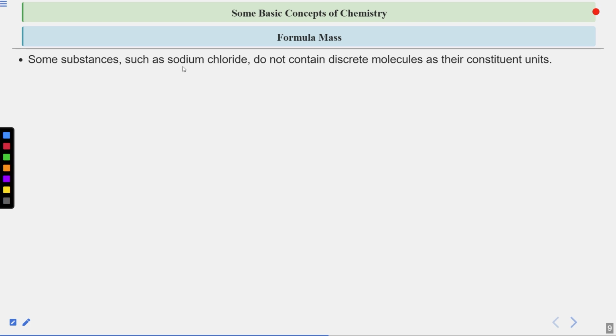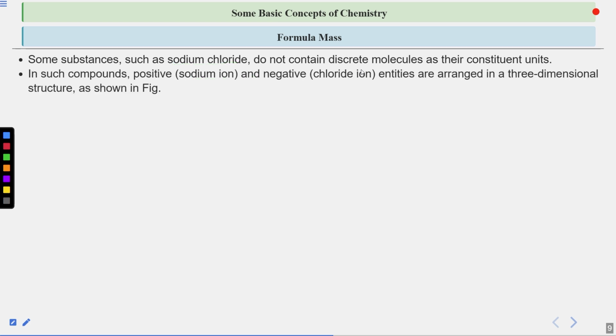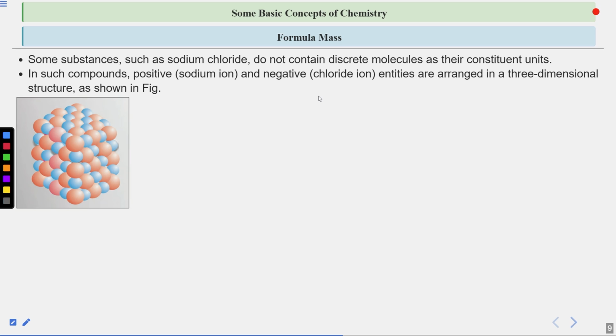Now, some substances like your sodium chloride do not exist as molecules. Basically, their constituent particles are not molecules. So therefore, we can't use molecular mass for a unit like sodium chloride. For those types of compounds, we have the formula mass. For example, sodium chloride is composed of sodium ion, which is positively charged, and chloride ion, which is negatively charged. These are arranged in a manner to give us a 3-dimensional structure, which is this. The big balls are representing the chloride ions and the small ones are representing the sodium ions. This is a formula unit of sodium chloride.